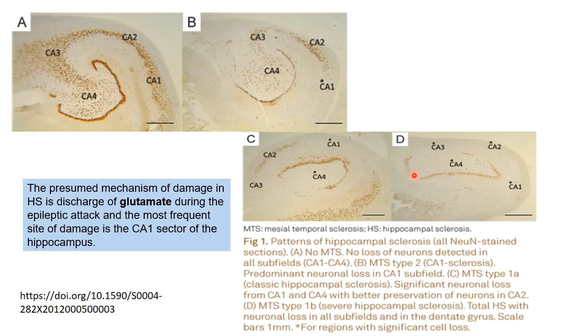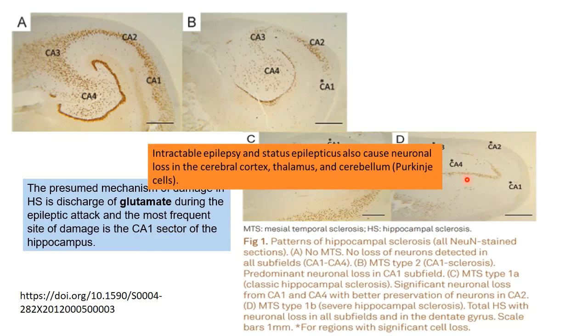In D, what do you see? This is mesial temporal sclerosis type 1B, or a severe hippocampal sclerosis, where there is a total loss of neurons in all the 4 sectors of the hippocampus. However, it must be noted that besides the focal cortical dysplasias, intractable epilepsy and status epilepticus also show neuronal loss in the cerebral cortex, thalamus and/or cerebellum, typically the Purkinje cells.